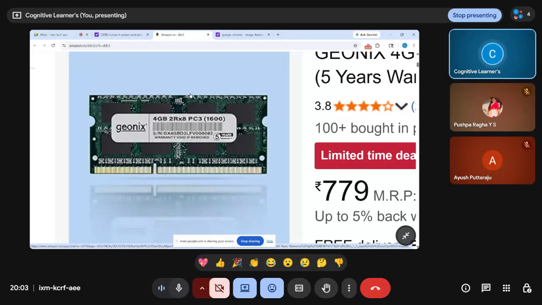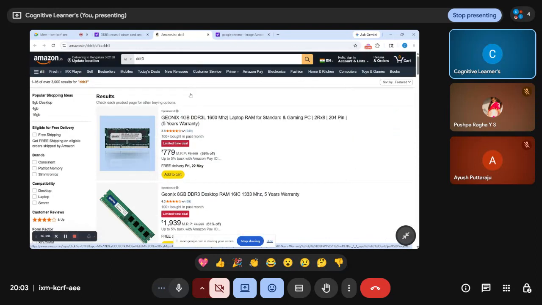How to identify the number of chips? The formula: number of chips is equal to 64 divided by cross. Either cross 8, 64 divided by 8. Either cross 16, 64 divided by 16. Either cross 4, 64 divided by 4. Same way.